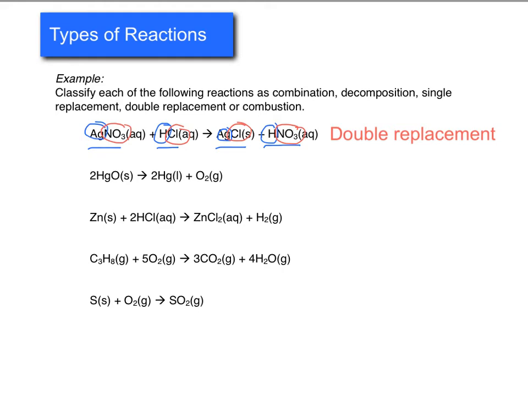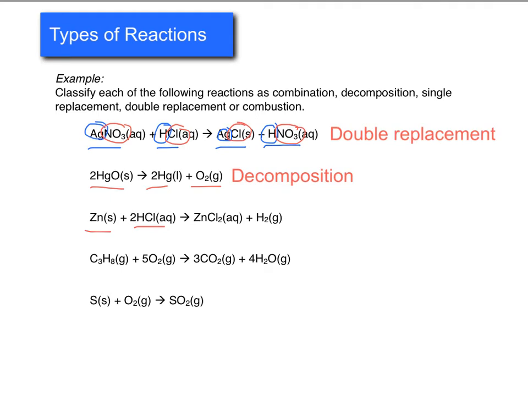Okay, in our second one here, we have one reactant and we get two products. All right, so anytime you just have one reactant and you get two products, you know that has to be a decomposition reaction. So something is breaking down and making more pieces than we started with. Okay, the next one we have zinc and we have HCl.